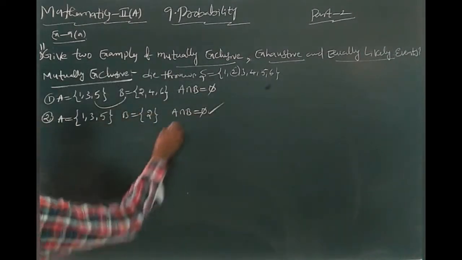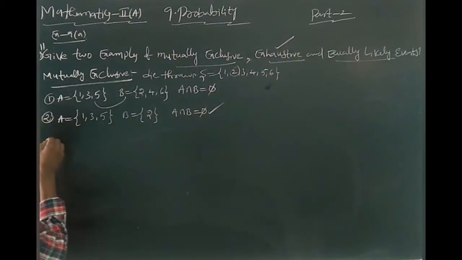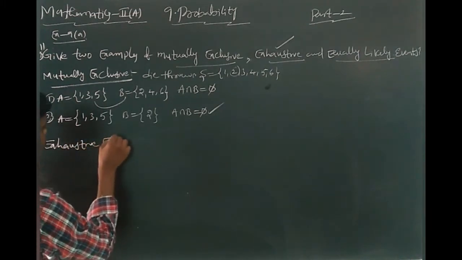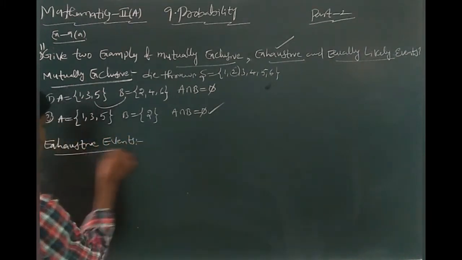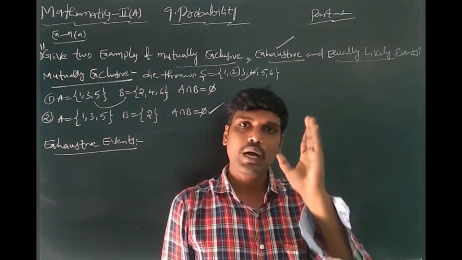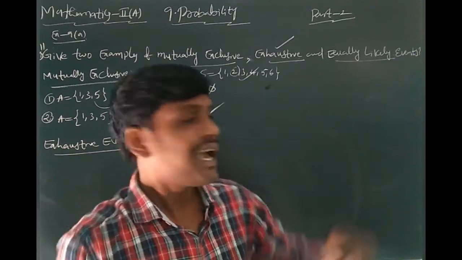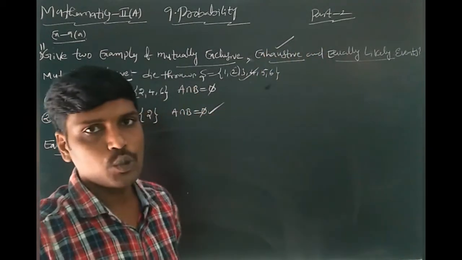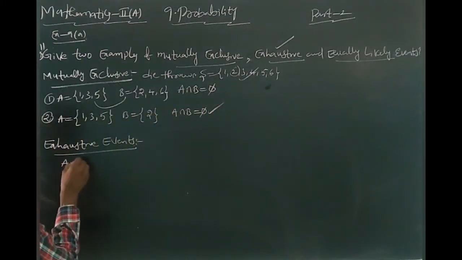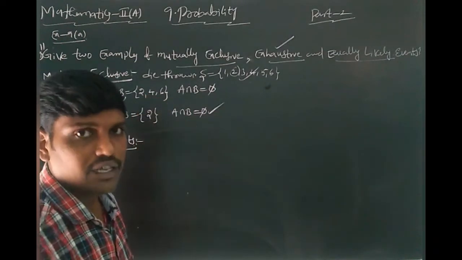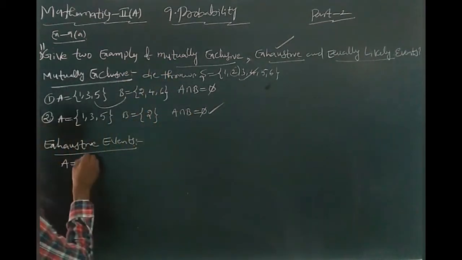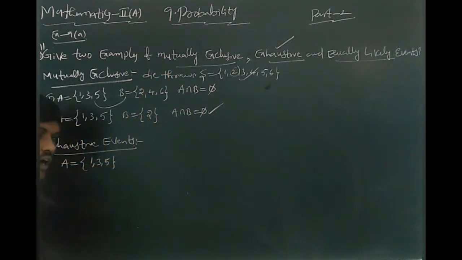After that, next we go to exhaustive events. In these exhaustive events, one die is thrown. The total sample space is 1, 2, 3, 4, 5, 6. In this sample space, we have to take A as an event. For A, you select the odd numbers. What is that? 1, 3, 5 are odd numbers.